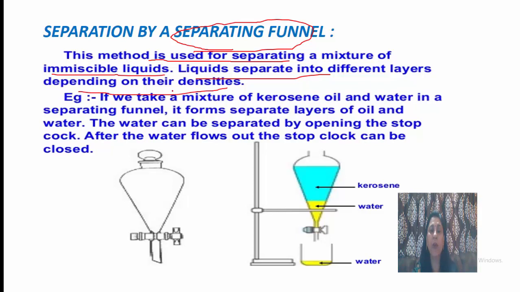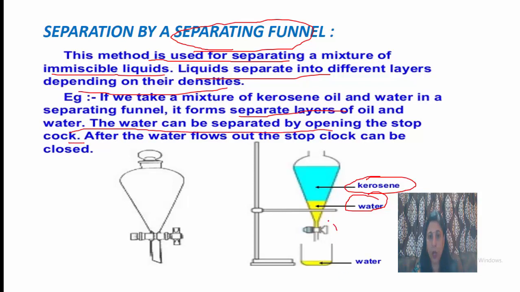The one whose density is less will be lighter and will form the layer above, and the one whose density is more will be below. If we take a mixture of kerosene oil and water, so we know kerosene oil is lighter, its density is less than that of water, so it forms a layer above and water will be below. Okay, so it forms separate layers of oil and water. The water can be separated by opening the stopcock.